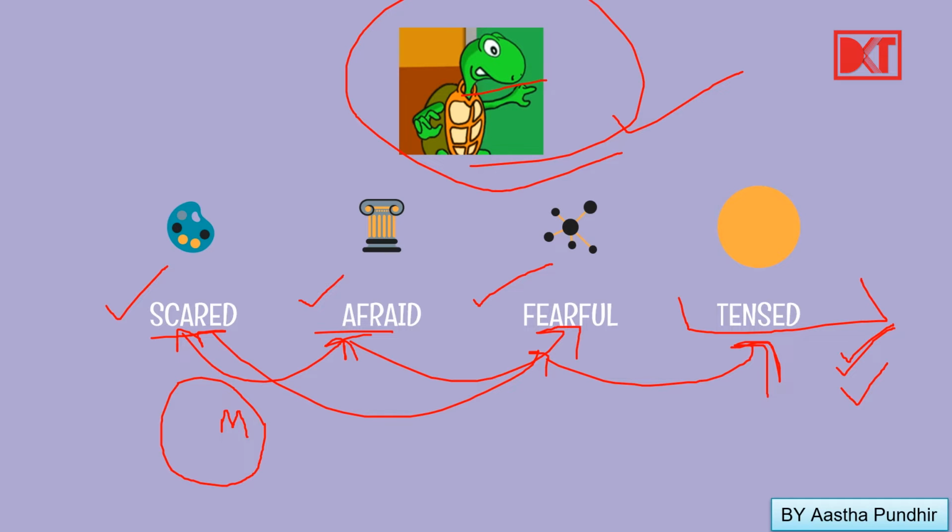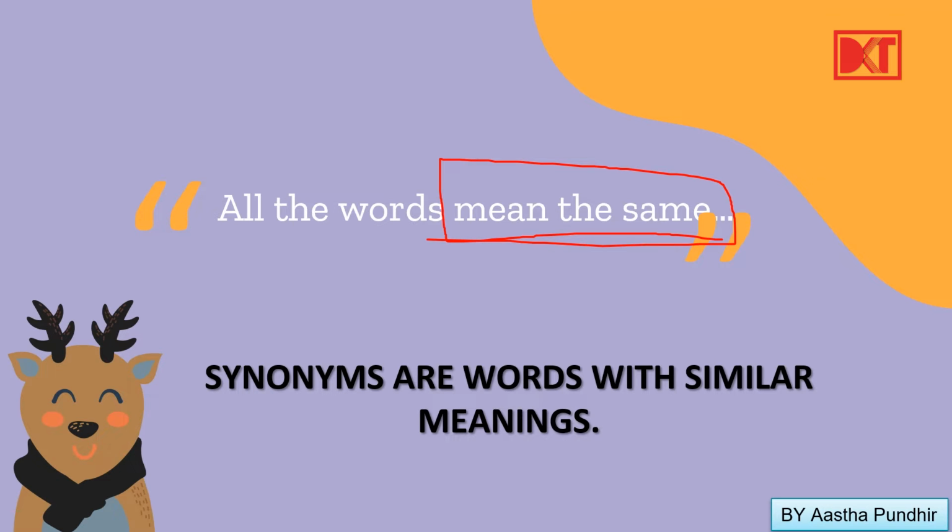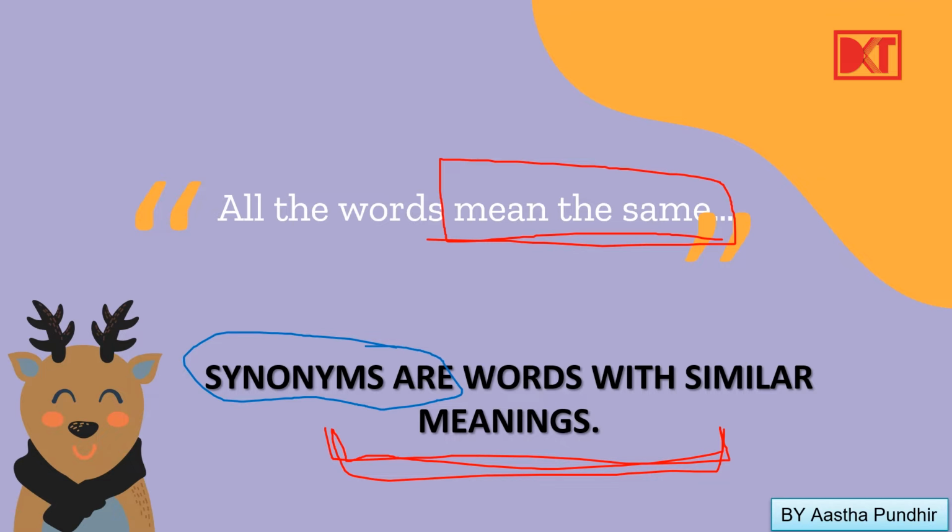Right? So what is the similarity in all these words? Is that all of these words, they mean the same. They have similar meanings, right? So synonyms are words with similar meanings. Okay? This is the simple definition of synonyms, that synonyms are simply words with similar meanings. Okay? So let's try to understand it better.